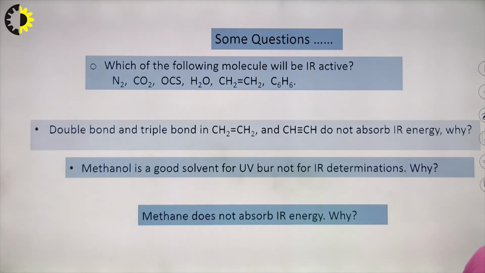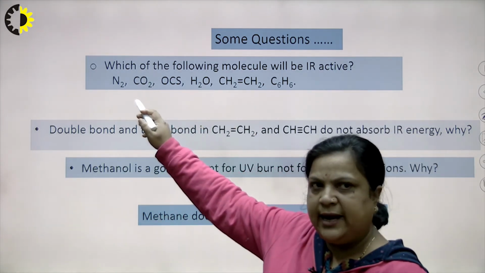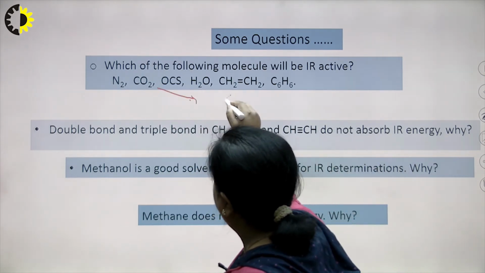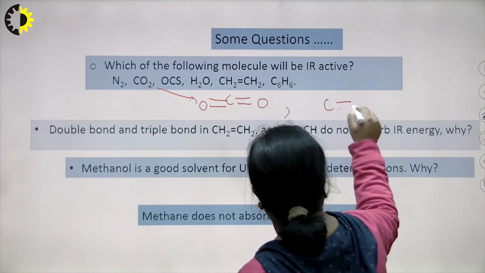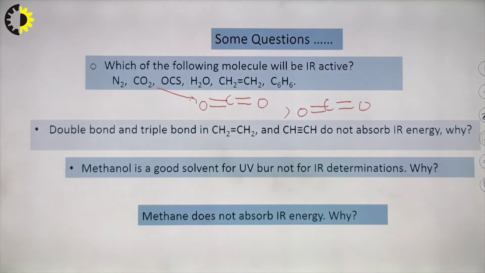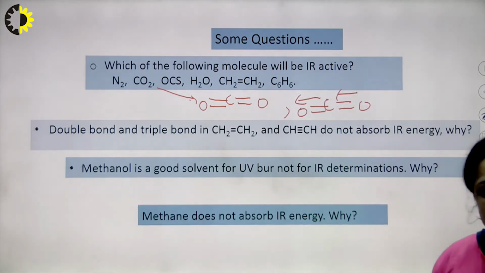There are a few questions. Which of the following molecules will be IR active? N2: dipole moment 0, no permanent dipole moment, so it is inactive. In case of CO2, if we see the structure, it has a linear structure. If the bond stretching is symmetric, the dipole moment remains 0, that is, no net dipole moment change, so this type of stretching will be inactive. And if the stretching is like this, there is a net change in dipole moment, so this will be IR active. But simply we can say it is IR active.